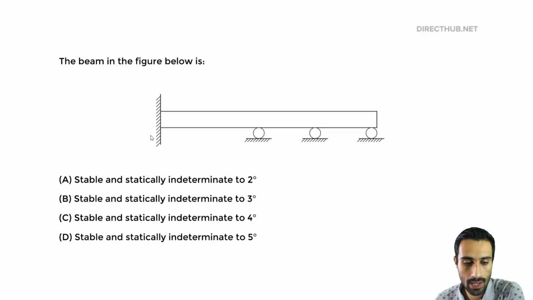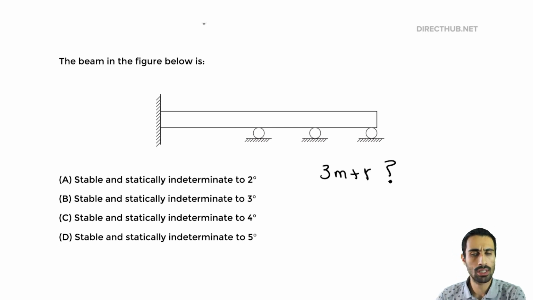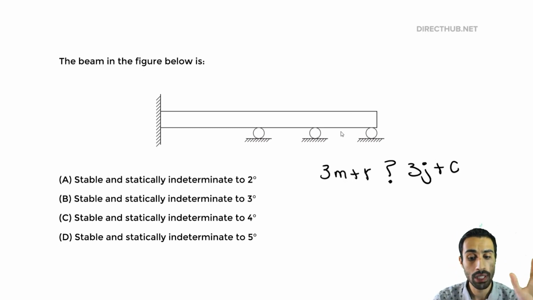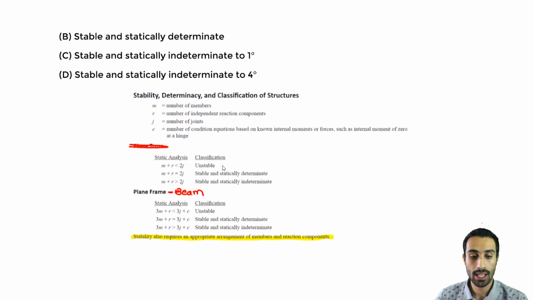So now let's go above, and what we're going to say is the following. We will apply what we're given in the handbook. So we will say 3m plus r, and it's going to be a question mark. Is it bigger, less than, or equal to 3j plus c? So now we know each term here. m is going to be defined, if we go down, as the number of members, r is the number of independent reactions, j will be the number of joints, and c is the most annoying one. C is the number of condition equations. So that part is tricky.